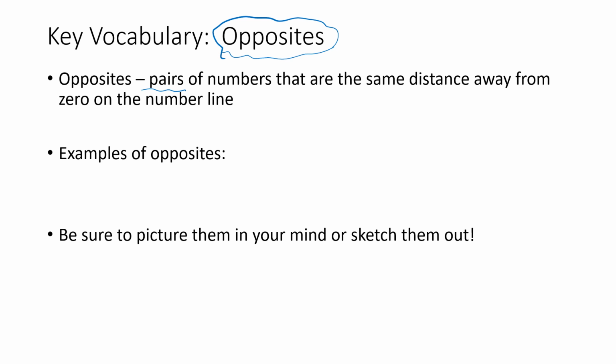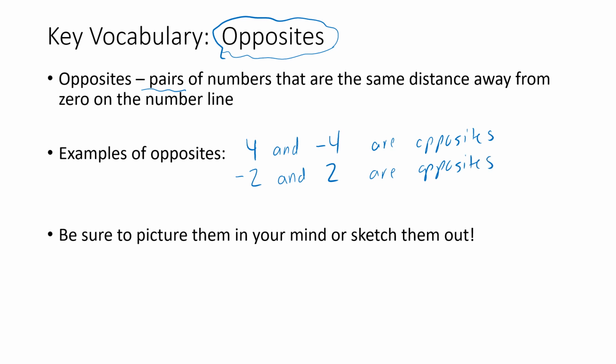So let's take a look at some examples of opposites. So 4 and -4 are opposites. Okay, and so we could even write that out. 4 and -4 are opposites. But you could also phrase it the other way around, where you would put the negative first. So -2 and 2 are opposites. Again, they come in pairs. And this would also hold for decimals and fractions. So 0.5 and -0.5 are opposites.